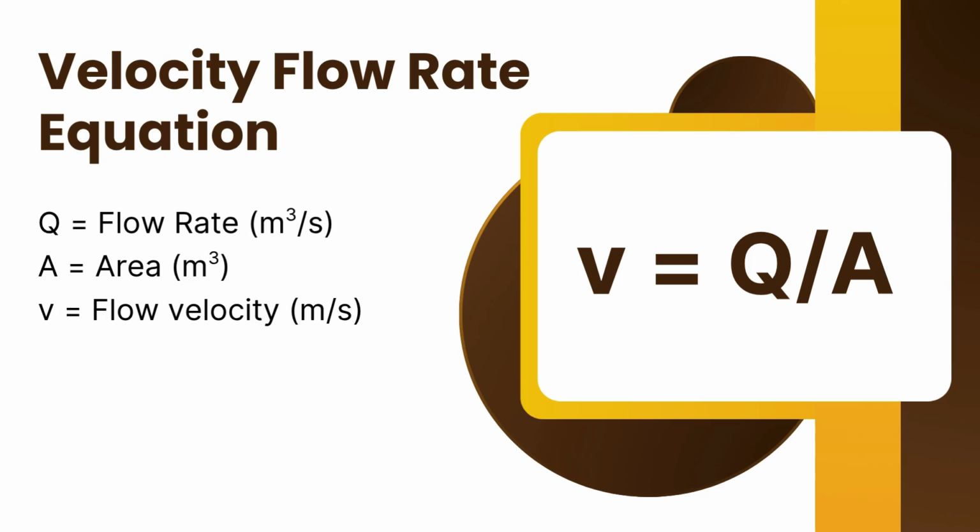It's simple and straightforward. Velocity equals the flow rate divided by the cross-sectional area of the channel, V = Q/A, where V is the flow velocity in meters per second, Q is the flow rate or discharge in cubic meters per second, and A is the cross-sectional area of flow in square meters. This equation is especially useful in real-world applications like checking the speed of water in irrigation ditches, laboratory flumes, or stormwater drainage canals.